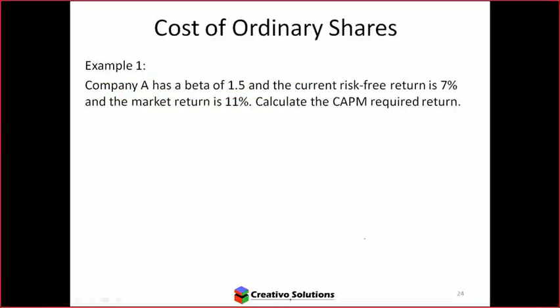Okay, here's an example. Let's see if you guys remember how to use CAPM. Use the formula to calculate the required return. The required return is going to be representative of the cost of equity. See if you can do that. I've got 13%. Okay, and tell me, what did you get?